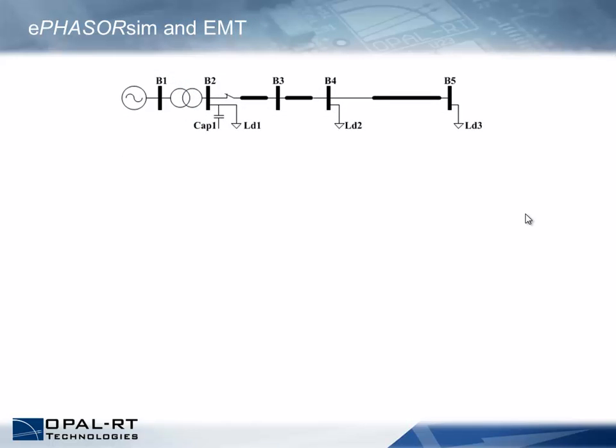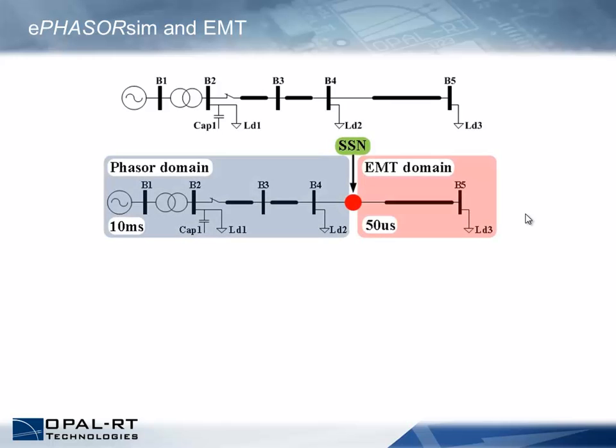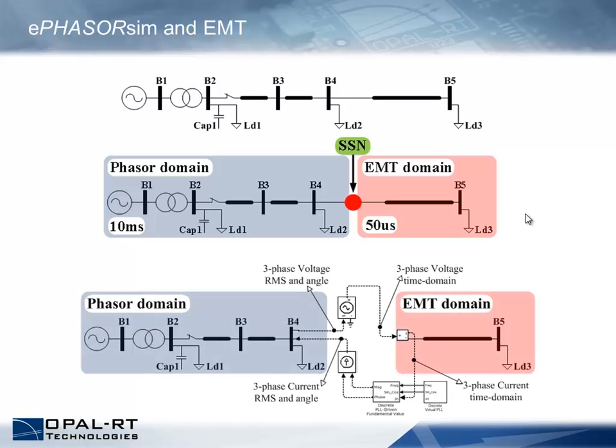An example that we did, just a proof of concept of merging ePHASORsim with electromagnetic transient simulation, where we have part of this simple test network running in the Phasor domain, a little glue logic here to transfer from one domain to another, and this part of it here running in the electromagnetic transient domain. So 10 milliseconds here, 50 microseconds over there.